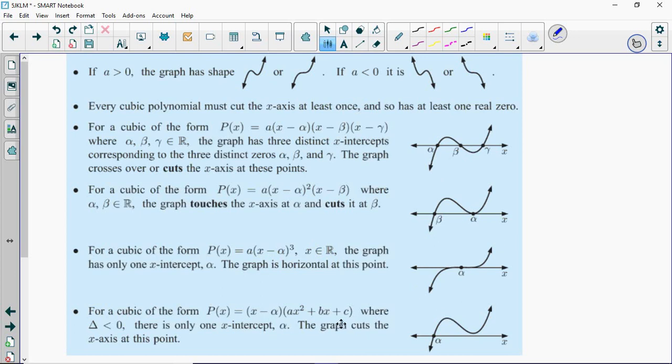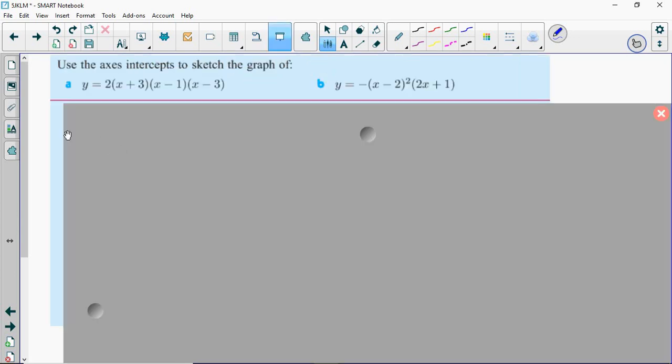It is possible, of course, to have turning points, but only have 1, 0, and that's if the quadratic factor doesn't have any real roots itself. So if the discriminant of that quadratic is negative, then we're only going to have an x-intercept at alpha. With all that in mind, we should be able to get some good sketches down of cubic functions where we identify all of the zeros, so that's all the x-intercepts. We should also be able to get the y-intercept as well.